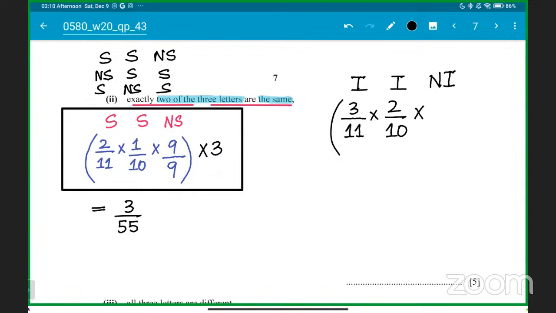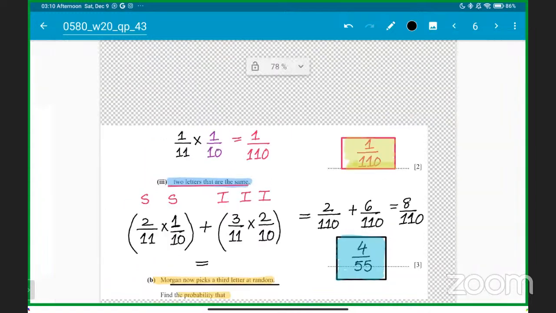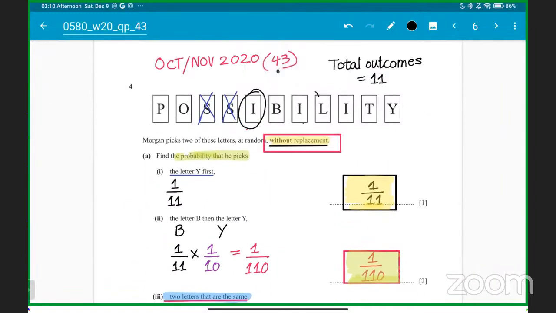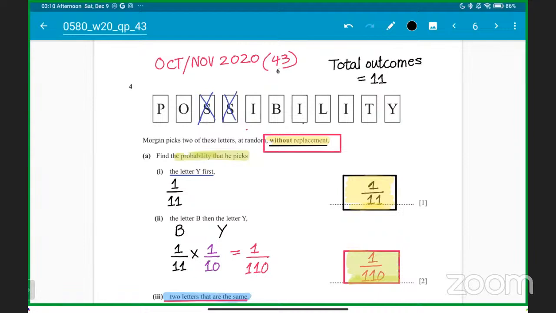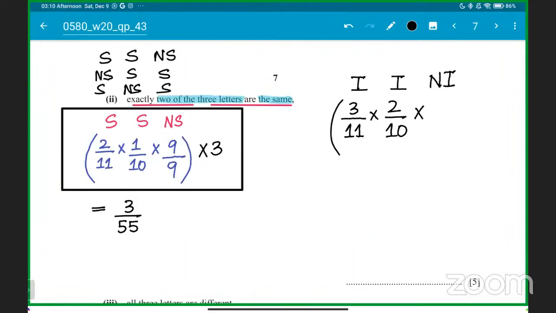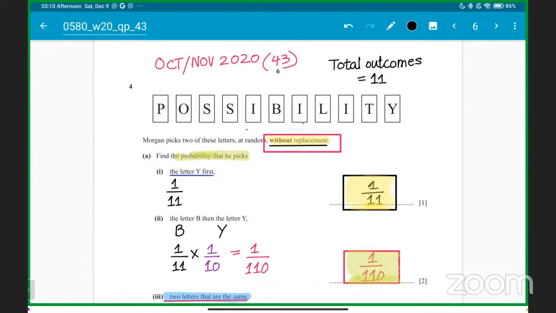I'll repeat it. We have 3 I's available. So in the first attempt we can take 3 of the 11 total options. Then one option is removed. Then out of the 10 options, we can take any 2 of the I's. And the last one will not be an I, okay? Last one will not be an I.